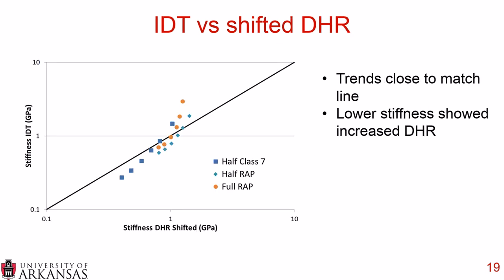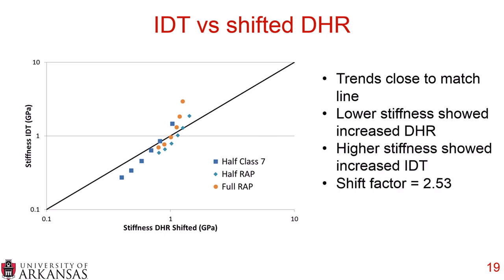Now, as mentioned, we did develop some shift values for the DHR to try and get a correlation that fell along the line of equality for the IDT versus the shifted DHR. And you can see here we got the trends close to the match line, but we did see that the lower stiffness values showed a little bit of a higher DHR result, whereas the higher stiffness values showed a little higher IDT. And that is shown by this rotation around the line of equality, where the lower stiffnesses are below the line and the higher stiffnesses are above the line. And these were generated using a shift factor of 2.53.